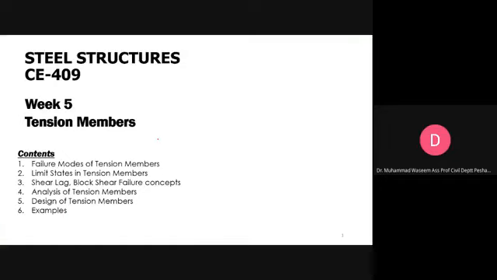Bismillahirrahmanirrahim. Welcome to Steel Structures CE 409 in week 5. In this week, we are going to discuss the tension members. In tension members, what we will discuss in this class will be the failure modes. We will discuss the failure modes in tension members. Then we will discuss the limit states of tension member.